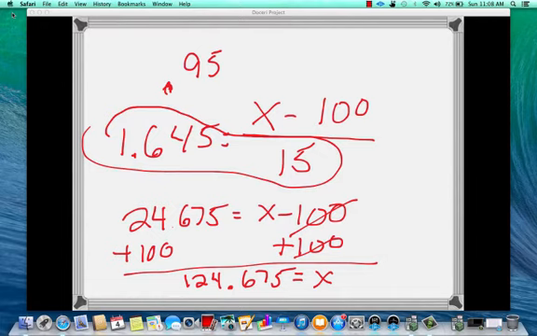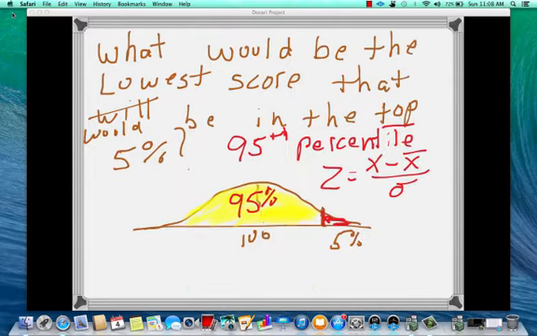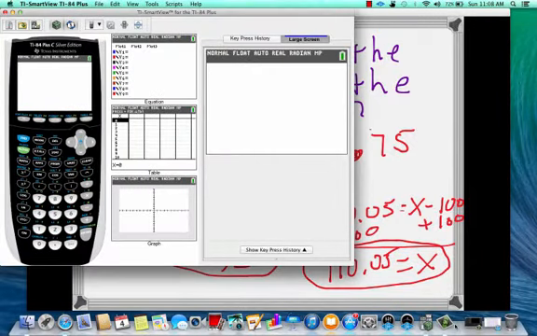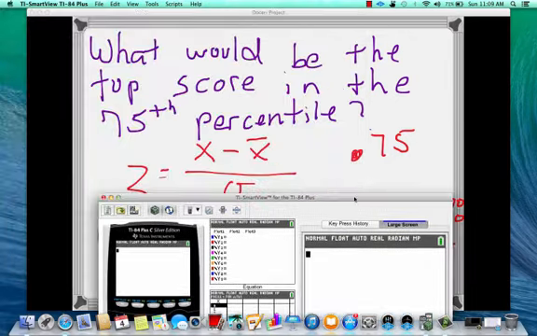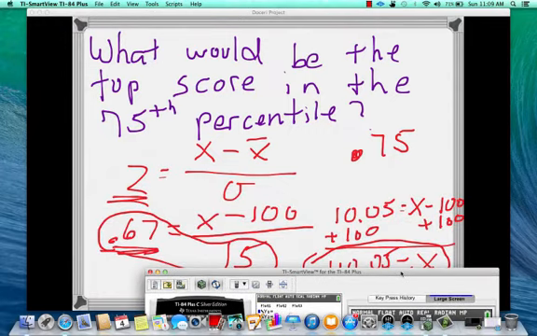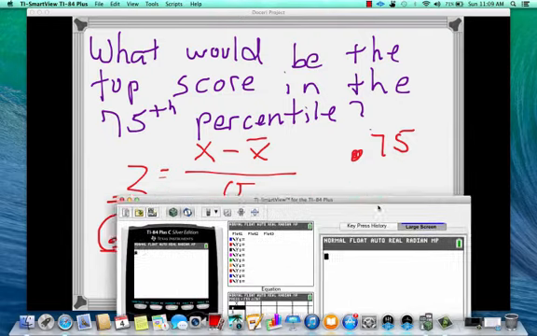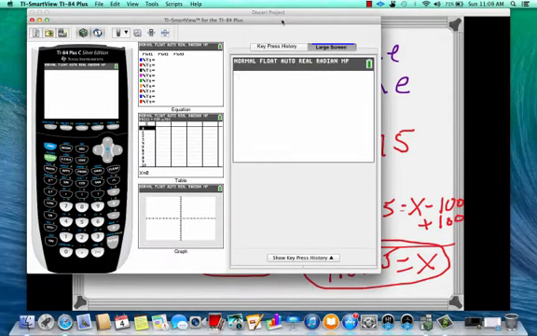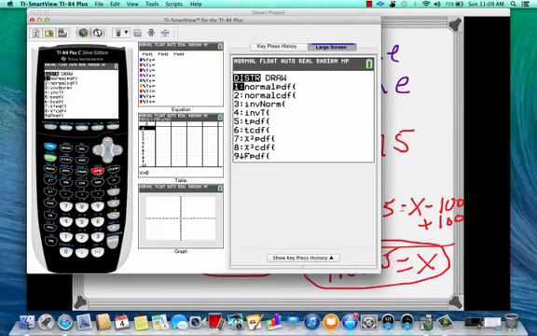Now, let's go back to the first problem. All right. Now on the calculator, this is so cool. On the calculator, if you want to calculate the score that's in the 75th percentile, instead of doing it the old-fashioned way, let's use a little bit of technology. I'm like a high-tech redneck now. So I'm going to hit second, vars, and you'll see this menu.